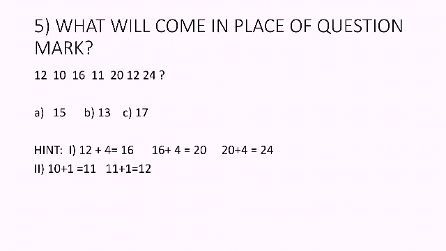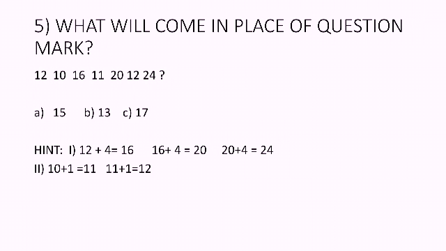What I mean is, look here, there are two types of series. First series is starting from 12. 12 plus 4, 16, which is the third number. 16 plus 4, 20, which is the fifth number. 20 plus 4, 24, which is the seventh number. Now, come back to 10, which is the second number. So 10 plus 1, 11, which is your fourth number. 11 plus 1, 12, which is your sixth number. So now, which number will come in place of the question mark?